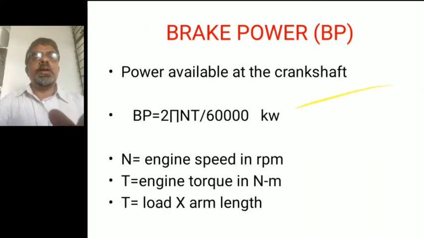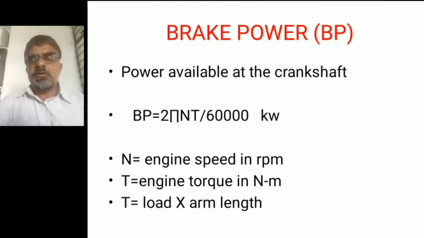The next parameter is brake power. It is the power available at the crankshaft, or it is the output of the engine. The mathematical expression used to calculate brake power: BP is equal to 2 pi NT divided by 60,000 kilowatt, where N is equal to engine speed in RPM, T is equal to engine torque in Newton meter, and T may be calculated by load into arm length.